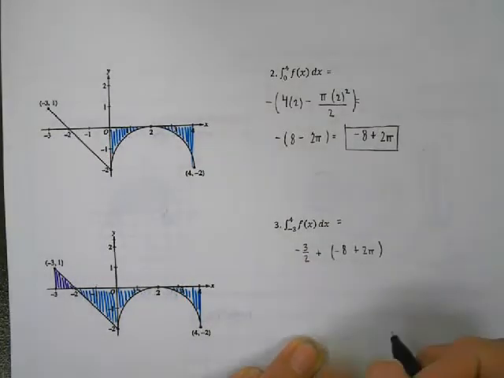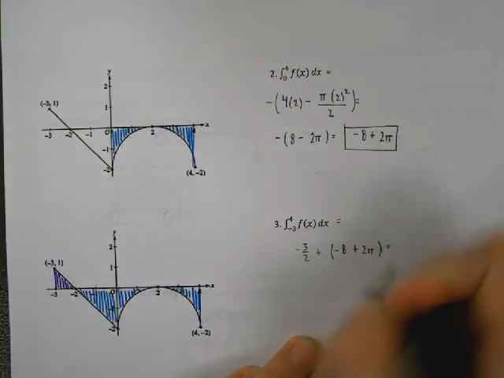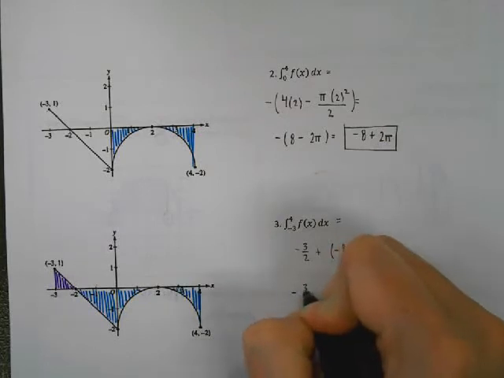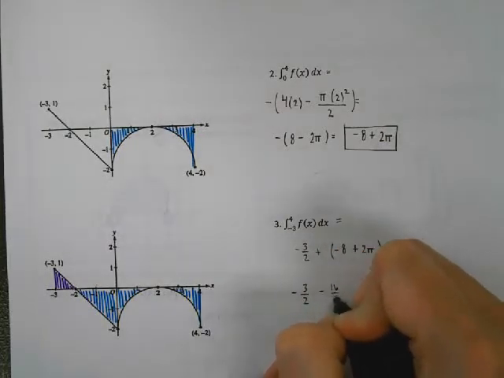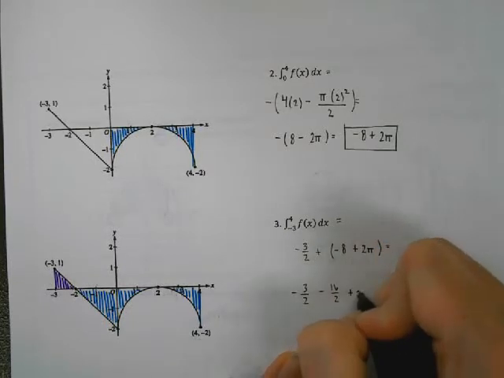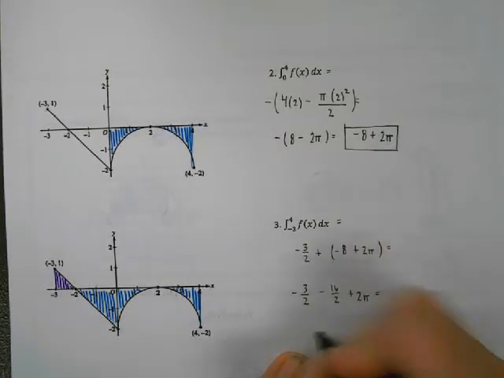So now I can add those together. I've got negative 3 halves. To make this easier, I'm going to make this minus 16 halves. And then I have plus 2 pi. So the total area there is negative 19 halves plus 2 pi.